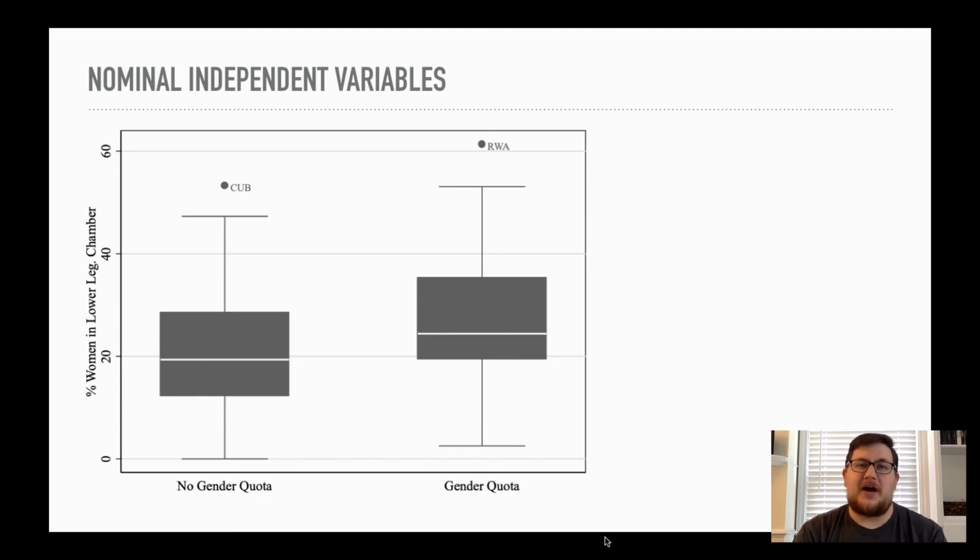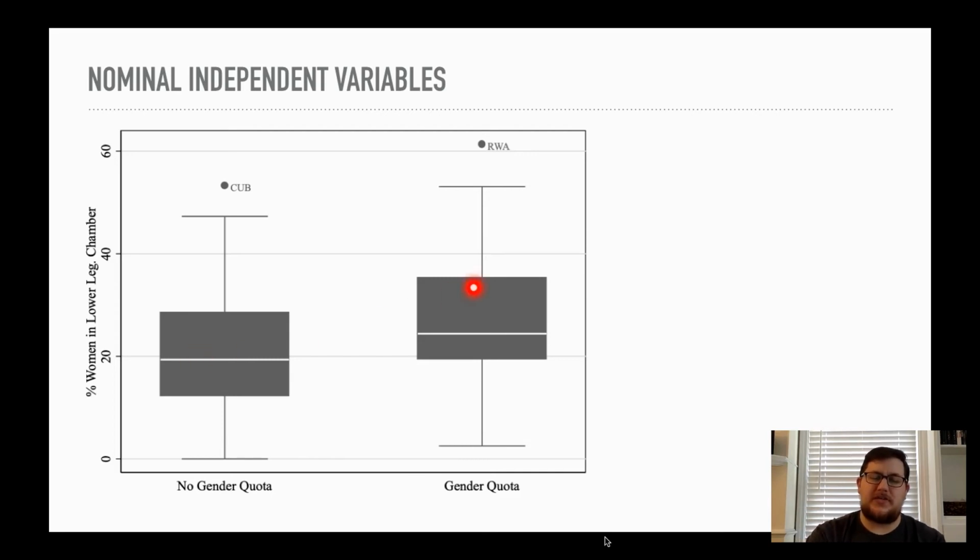So here's an example of a nominal independent variable from the VDEM data set. Same y, right? We have the percent women in lower legislative chamber. Now we have a dummy variable, that 0, 1 binary variable. All right, so here you have a box plot that shows if our x is 0, there is no gender quota in that country for the lower legislative chamber. And x equals 1 means that there is a gender quota.